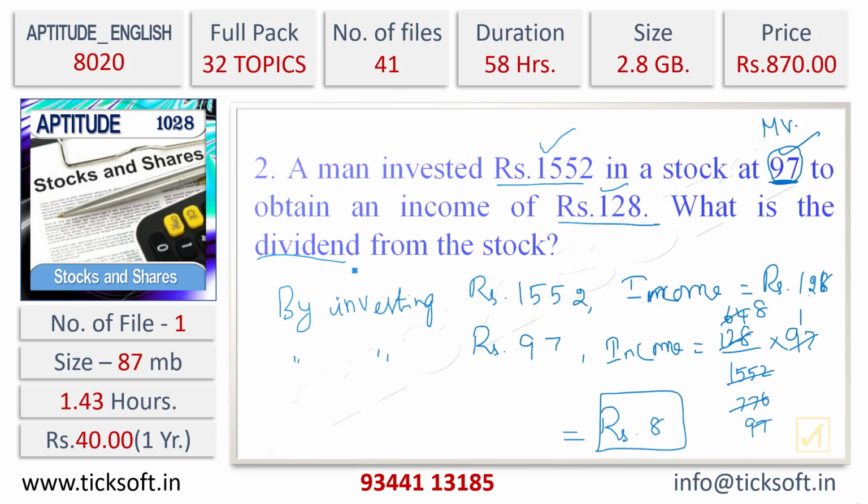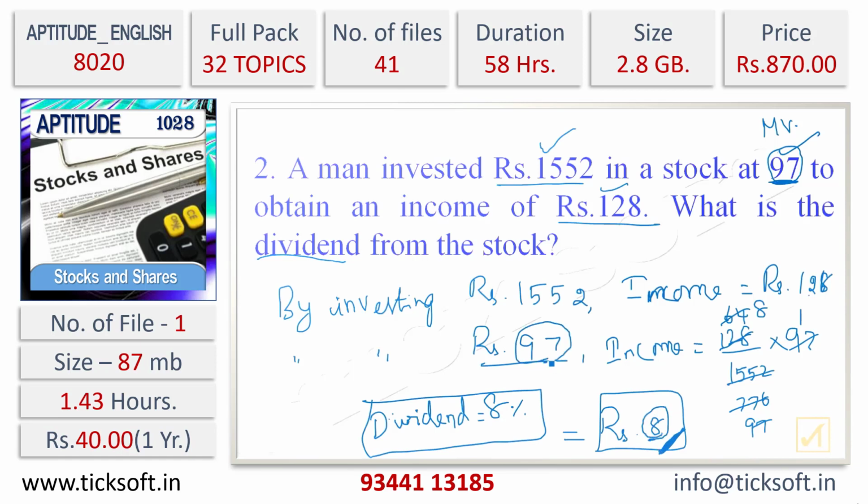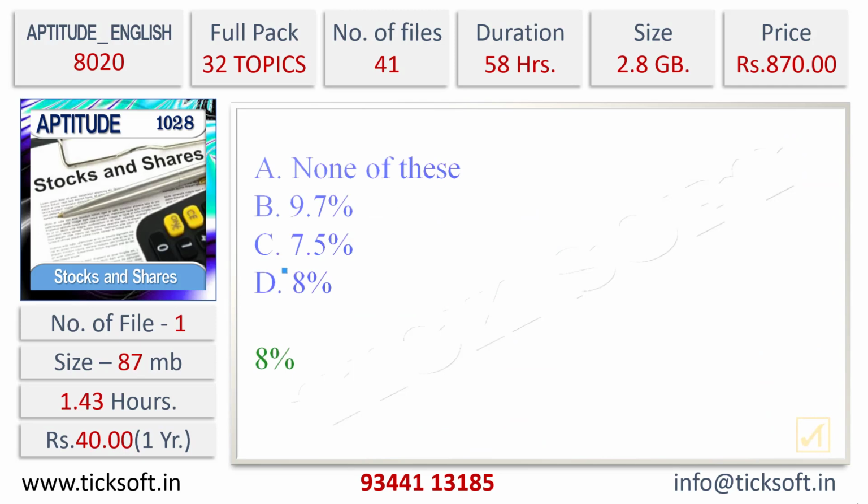So this dividend is nothing but the amount distributed of the profit. So this is the required dividend. Here we already know that the dividend is always expressed as a certain amount per share. So here for one share the income is 8 rupees. So this means the dividend is 8%, because the dividend will be equal to a certain amount per share. Here one share's cost is equal to 97, and for one share the income is 8. So hence the dividend is 8%. So hence out of these four options, option D, 8% is the correct answer.